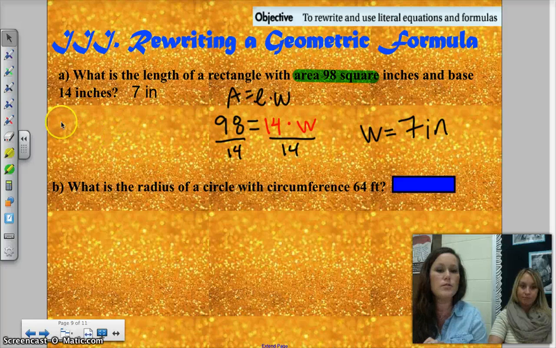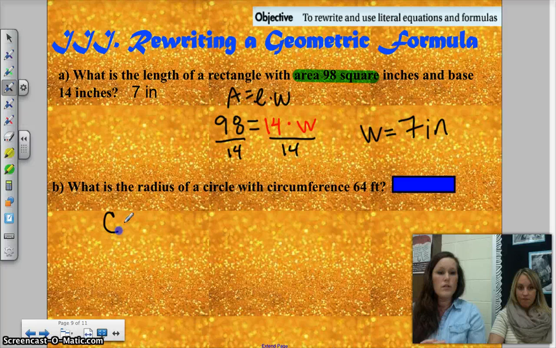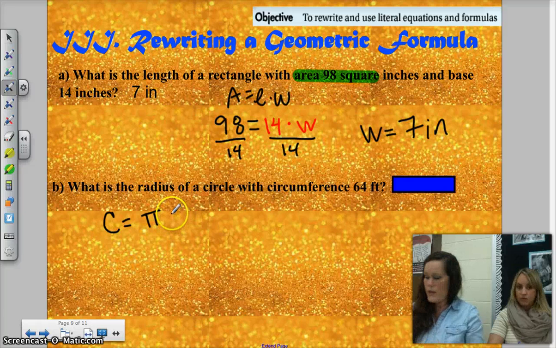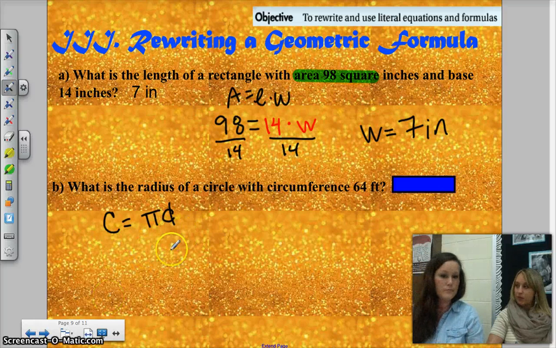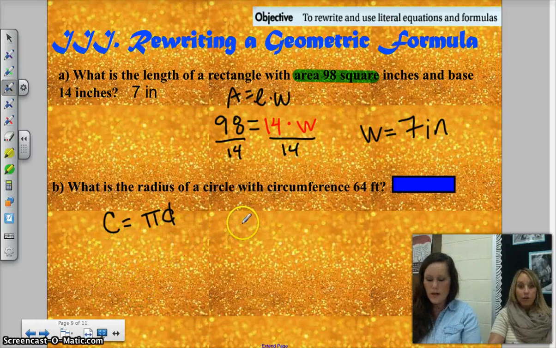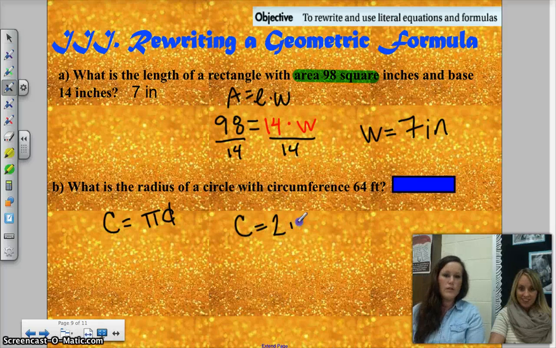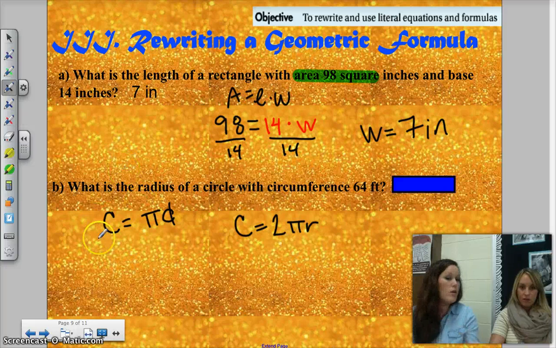Okay. What's the radius of a circle with circumference of 64 feet? So circumference is pi times radius, right? No, 2 pi r. Do they have a 2 pi r here? I'll look in my chart. I think it's pi times diameter. Circumference equals 2 pi r or pi times diameter. Well, in the book it says 2 pi r. It is pi d, cherry pie delicious. Let's do it with diameter.